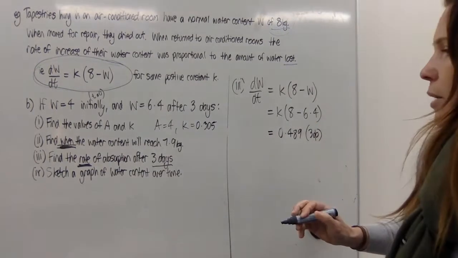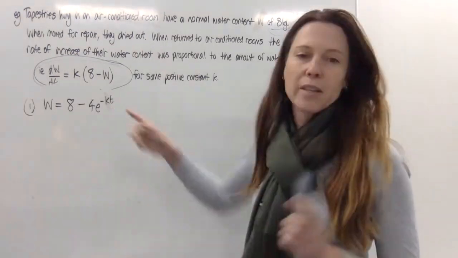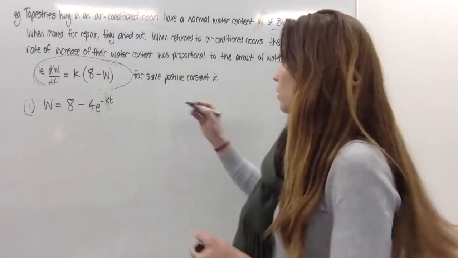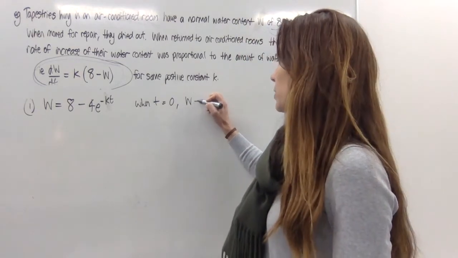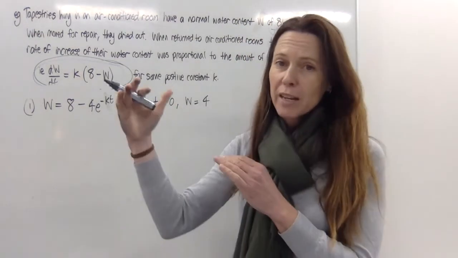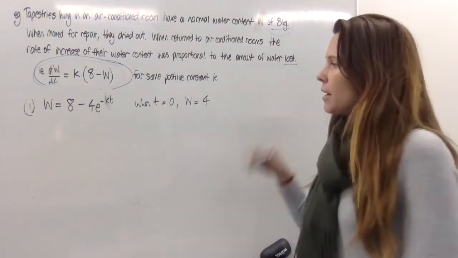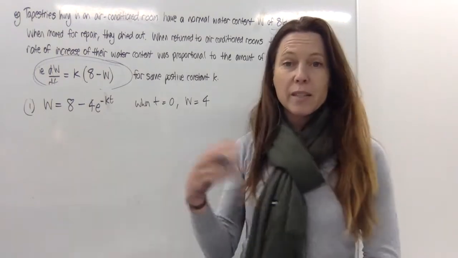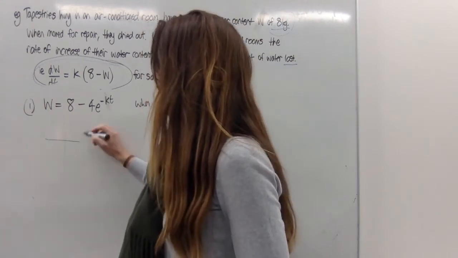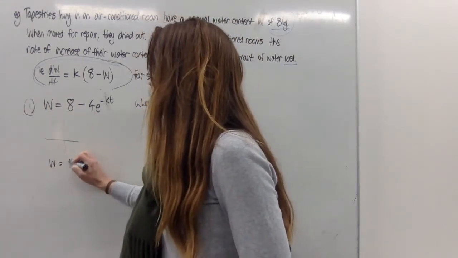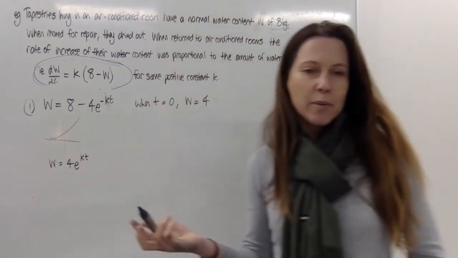Okay, now I need to sketch a graph of this water content over time. I think the easiest way to sketch this is to consider some of the things we know. We already knew that when t equals 0, W was equal to 4. And we know it's approaching 8, so it lost water content, but it's going back up again to 8. If you look at the basic shape of this and then consider the transformations, I think that's probably the easiest way to do it. So considering a basic graph that would look like W equals 4e to the kt, I know it's this sort of shape, it's an exponential, okay?